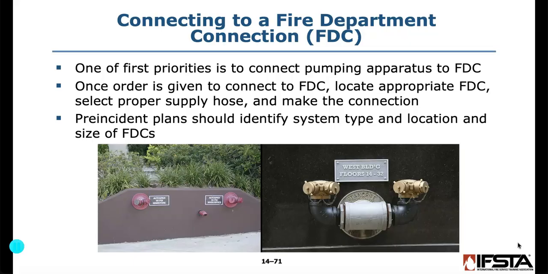Once the order is given to connect to the FDC, locate it, select the proper supply hose, and then make your connections. You're going to connect to your engine. You're going to connect to the FDC. You're going to get a hydrant to supply the engine with water so it doesn't run out. And then you're going to flow water in there. And you want to identify these like doing building walkthroughs and other pre-incident plans.